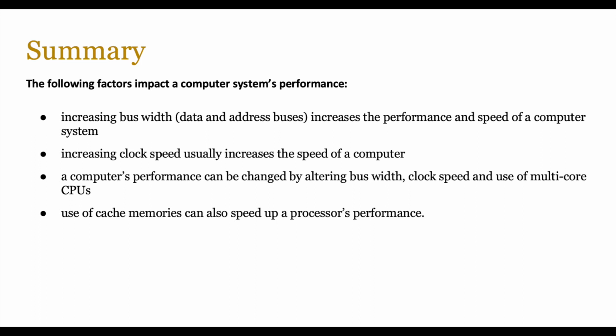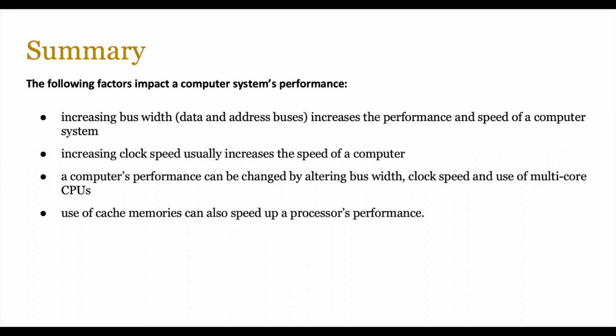Now, to summarize, the following factors impact a computer system's performance. Increasing the bus width, both the data and address buses, increases the performance and speed of a computer system. Increasing the clock speed usually increases the speed of a computer. A computer's performance can be changed by altering bus width, clock speed, and the use of multi-core CPUs. And finally, the use of cache memories can also speed up a processor's performance. So, simply: more cache, faster computers; increased bus width, faster computers; more cores, faster computers; and increasing the clock speed by overclocking, faster computers.